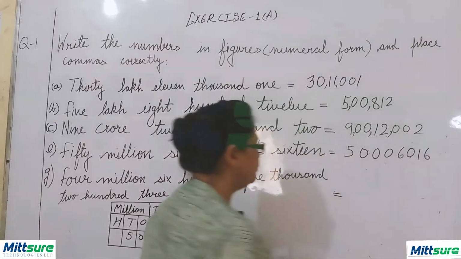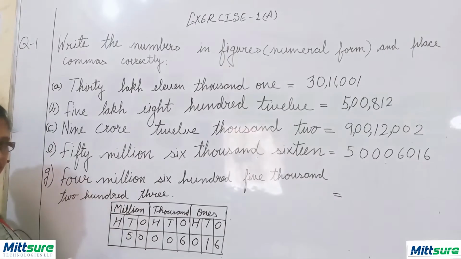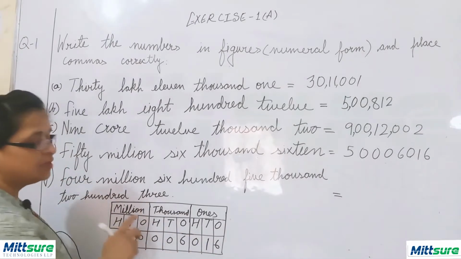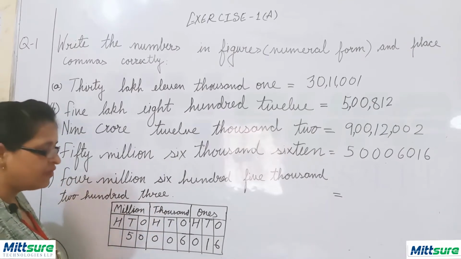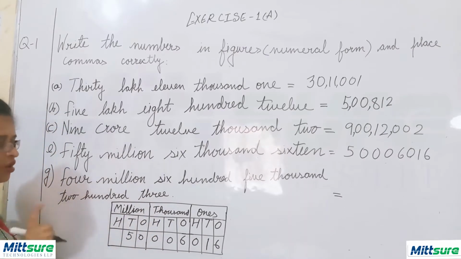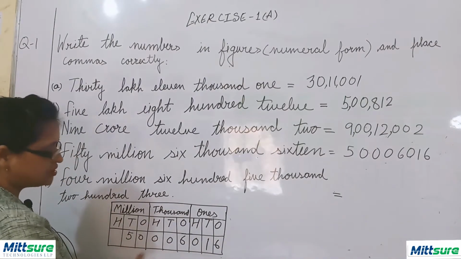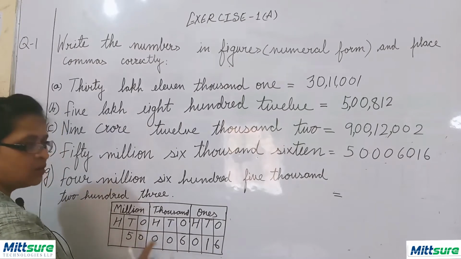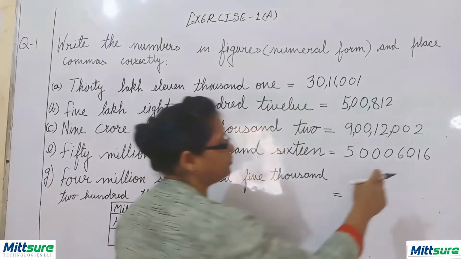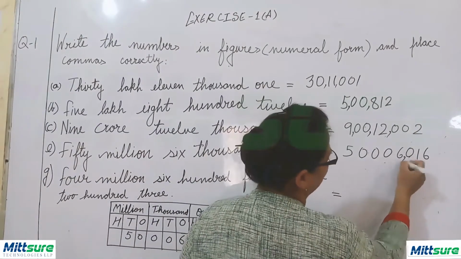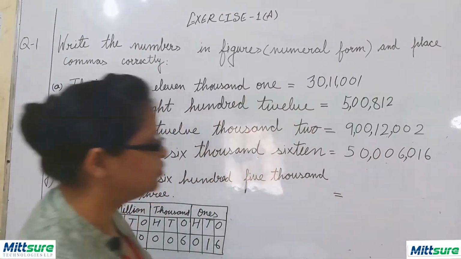Now I will write the number here, 50006016. We know very well that in the international place value chart there are periods of 3 digits. After 3 digits we will put a comma. See, 1 2 3, 3 digits, after that the next period starts. Now 1 2 3, next period will start, 1 2 3. We will count from ones, 1 2 3 and put a comma, 1 2 3, put a comma, then 5 0.